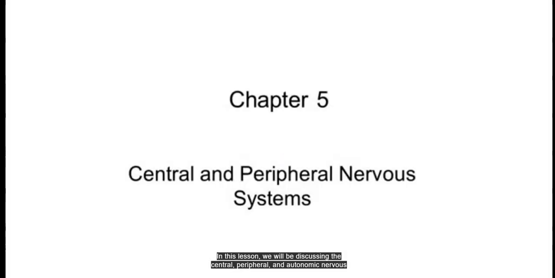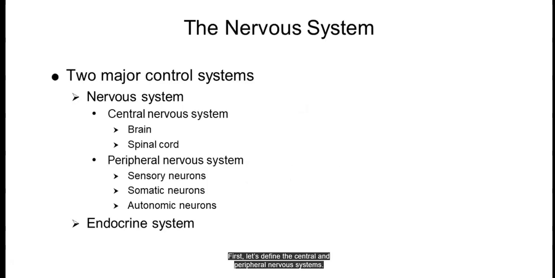In this lesson, we will be discussing the central, peripheral, and autonomic nervous systems and explaining the difference between the parasympathetic and sympathetic branches of the nervous system. We will also be looking at the responses in the body to sympathetic, also called adrenergic, stimulation, and parasympathetic, also known as cholinergic stimulation.